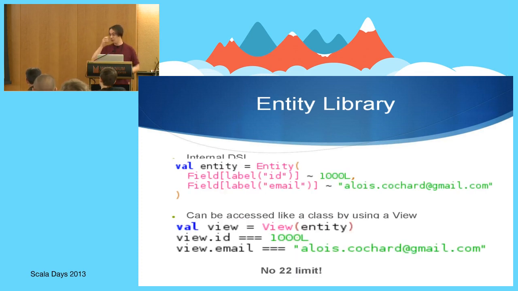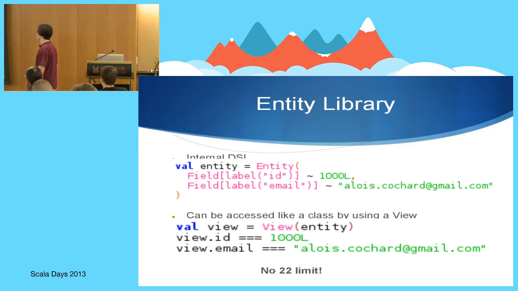So let's see how we can actually use this entity library. The first thing is that we have a DSL for using the entities. This is not directly used by Sangria, because usually when you apply a query to your domain graph, the entities are created by the execution engine, so you are not doing it by yourself, but this is to show that it can be used as a totally independent library. So here we are creating an entity with two fields: one field named ID with value 1000, and another, email, with another value.